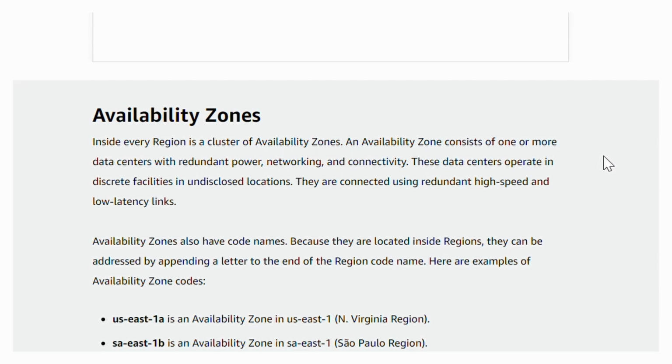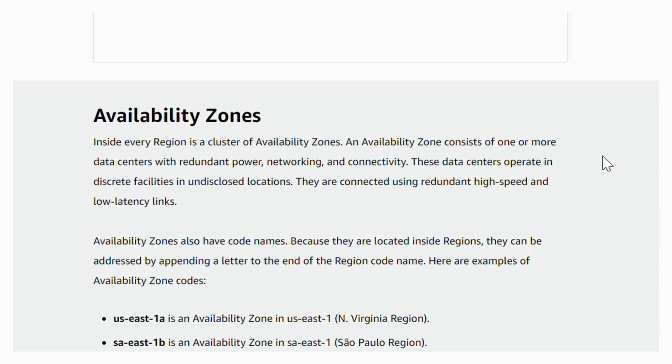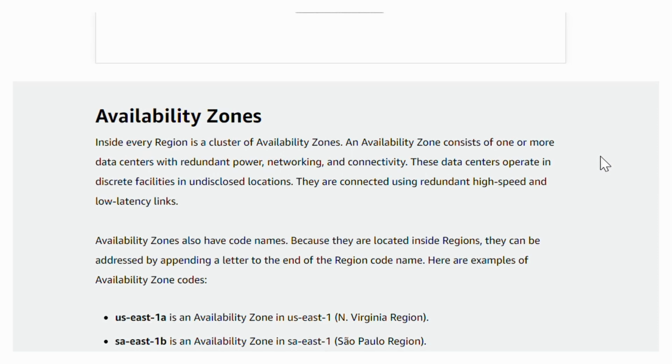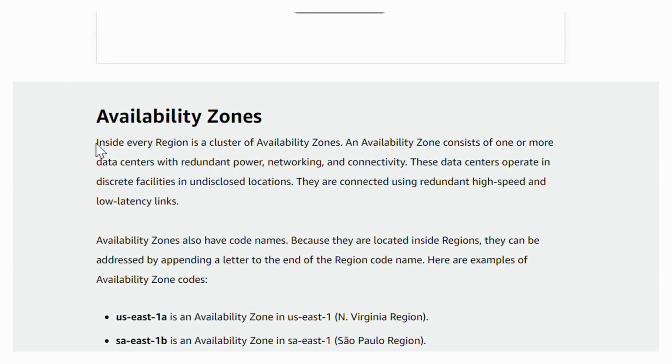But since a region has at least a couple of AZs, the startup can select to deploy its application or website in those two AZs. And that is where the word redundant comes into play. So redundancy implies that even if one AZ is down for one of the reasons that we saw, the website should still be accessible from the other AZ. So that's what this screen says.